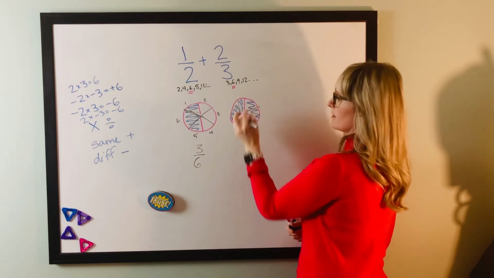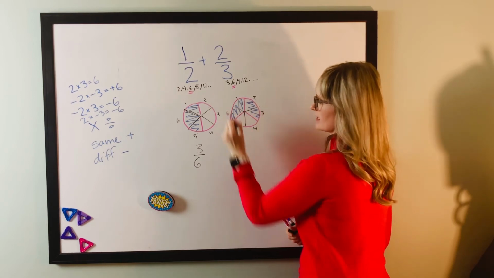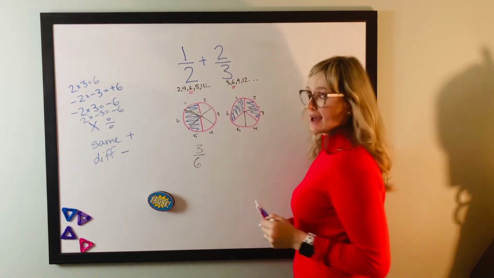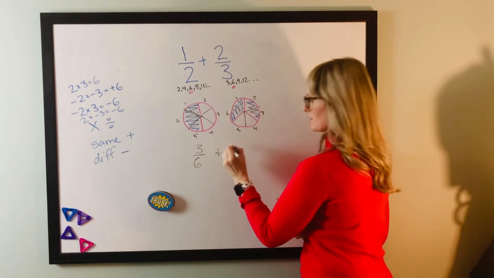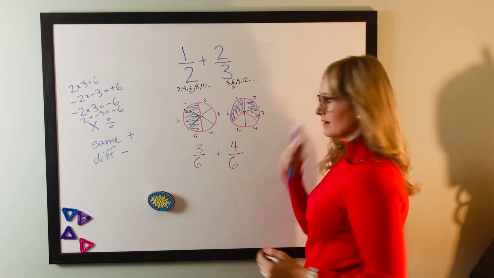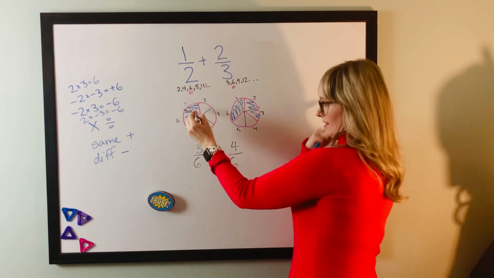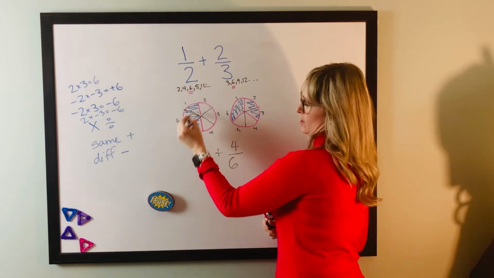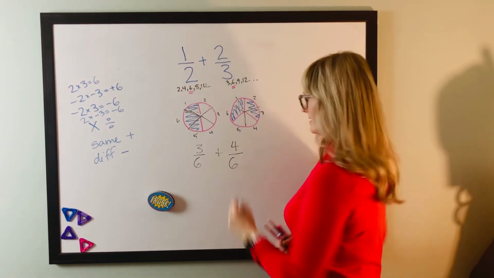Okay, so now we have 6 equal pieces. 1, 2, 3, 4, 5, 6. Okay, 2/3 is how many sixths? I have 1, 2, 3, 4. So I have 4 sixths. Now I know, because they're the same size, that if I had given my sister this piece, she would have gotten 3 sixths, but here she would have only gotten 2 sixths.